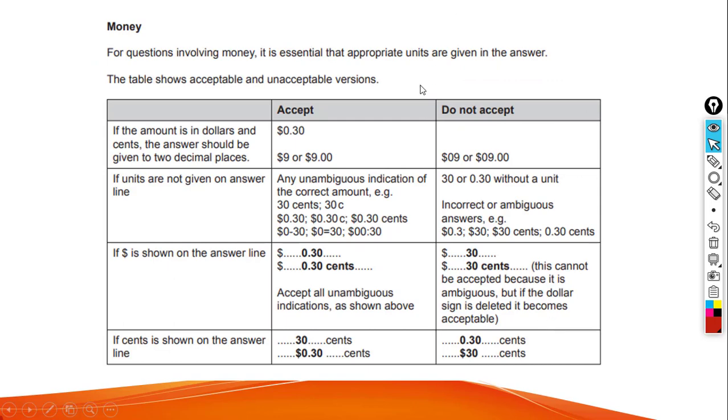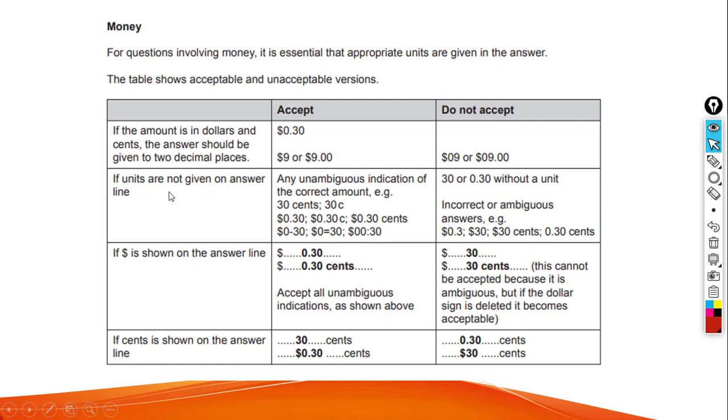Money. Let's talk about questions involving money. It is essential that appropriate units are given in the answer. So this table will show you acceptable and unacceptable versions. If the amount is in dollars and cents, the answer should be given in two decimal places. They would accept $0.30 or $9 or $9.00. They will not accept any zero in front of the number.